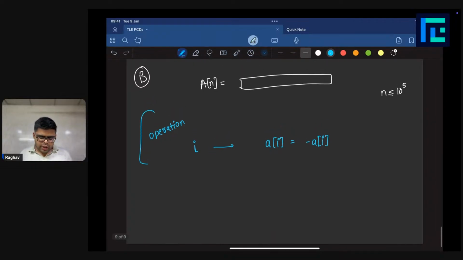Our goal is to apply this operation to make sure that after all the operations that you have applied, the first element of the array, let's say A1, should be the median of the array.